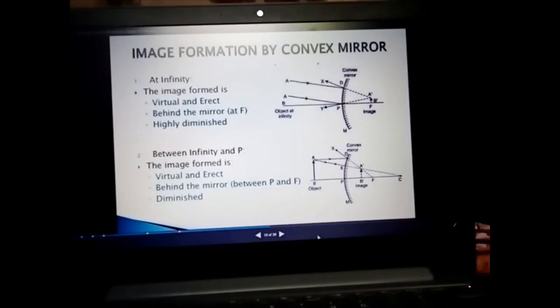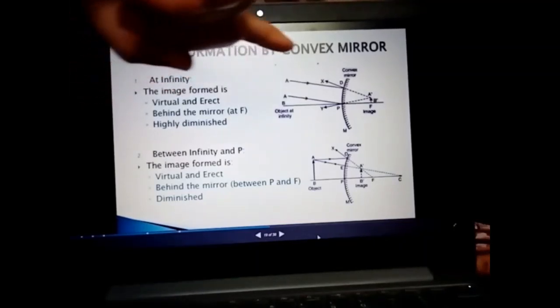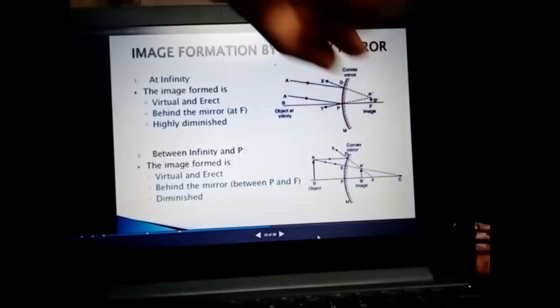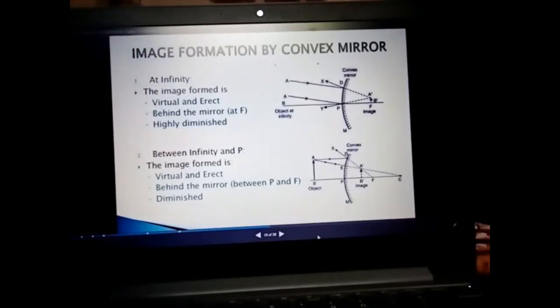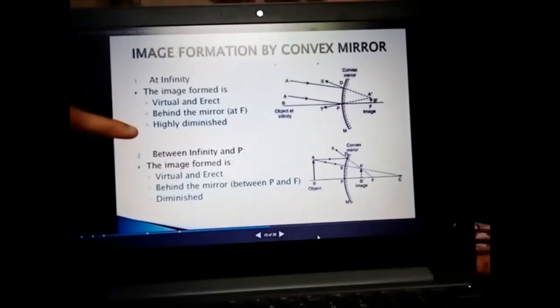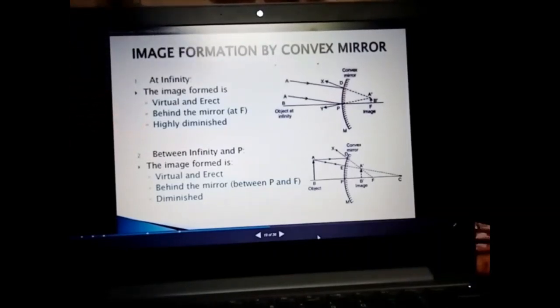So for the first case, the object is placed at infinity, then the image formed will be at focus, and the nature of the image is virtual and erect. The image formed will be behind the mirror at the focal plane, and the image will be highly diminished in nature.